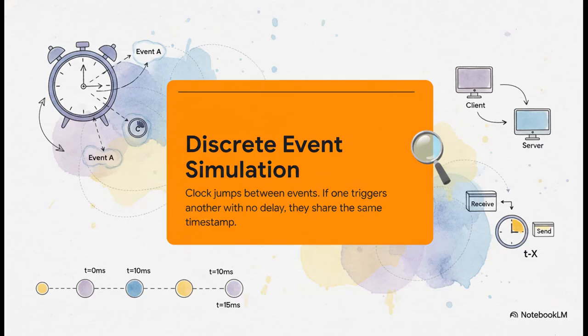So what in the world is going on here? And here is the aha moment. NS3 uses something called discrete-event simulation. This means the simulation clock doesn't just tick forward second by second like a real clock. Instead, it jumps from one scheduled event to the very next one. Since the Echo server's job is simply receive, then send, with no processing delay, both events happen at the exact same moment in simulation time.